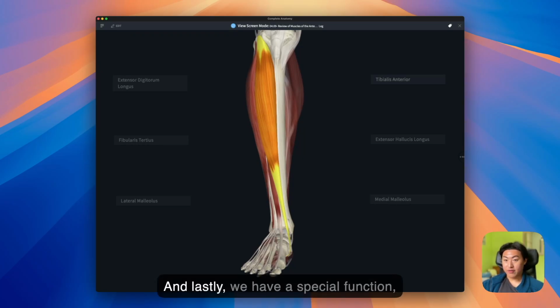And lastly, we have a special function, the popliteus, on the posterior compartment, and this is used to unlock the knee during knee flexion.